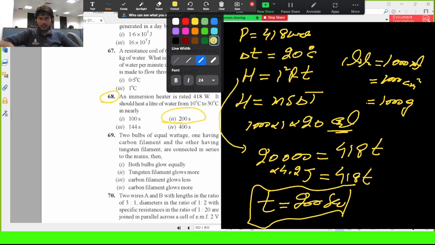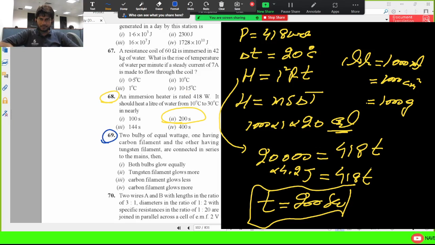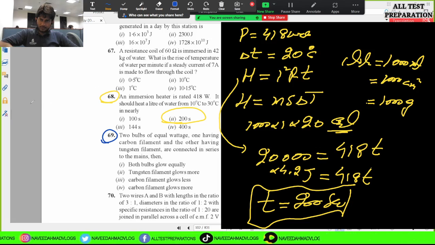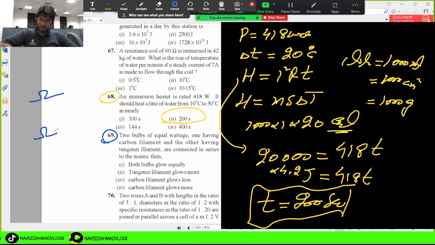Okay, second last question, that is 69. Two bulbs of equal wattage, power is equal, one having carbon filament and the other having tungsten filament are connected in series to the mains. So in this case, what we have is a carbon filament and a tungsten filament.